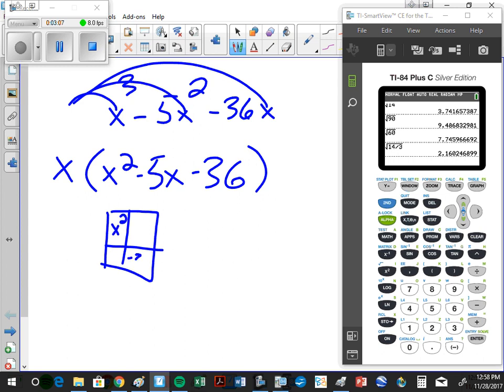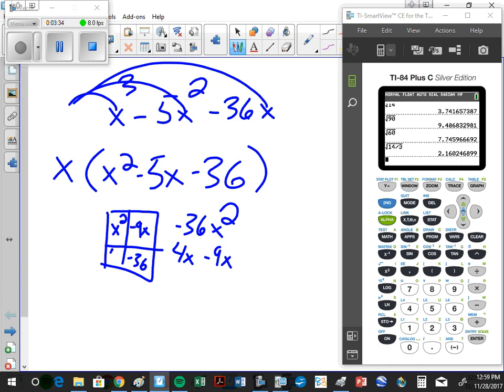x squared and negative 36. Multiply those together. Negative 36x squared. Are there factors of negative 36 that add to be negative 5? 1 and 36, that doesn't work. 2 and 18, that doesn't work. 3 and 12, that doesn't work. 4 and 9, if the 9 is negative, that one will work. So 4x and negative 9x.